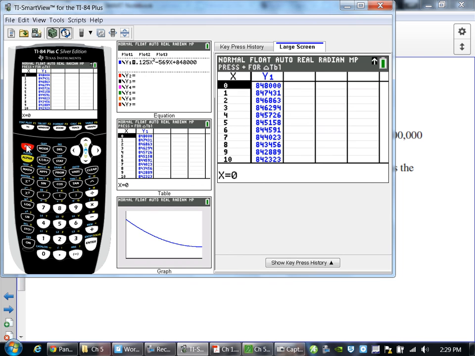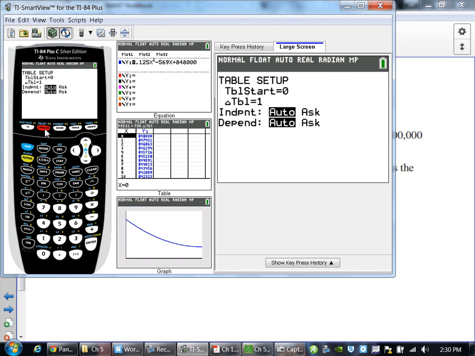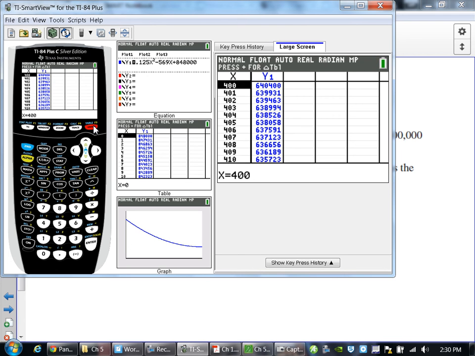Second window, your table set. It's going to ask you where you start your table. I'm going to start my table at 400. And then go back to my table. And now all of a sudden, it's at 400. It just jumps for you.